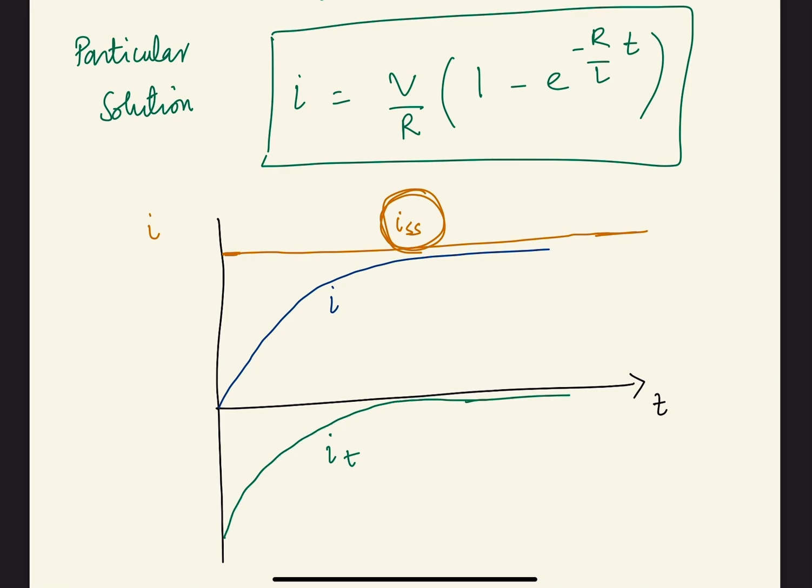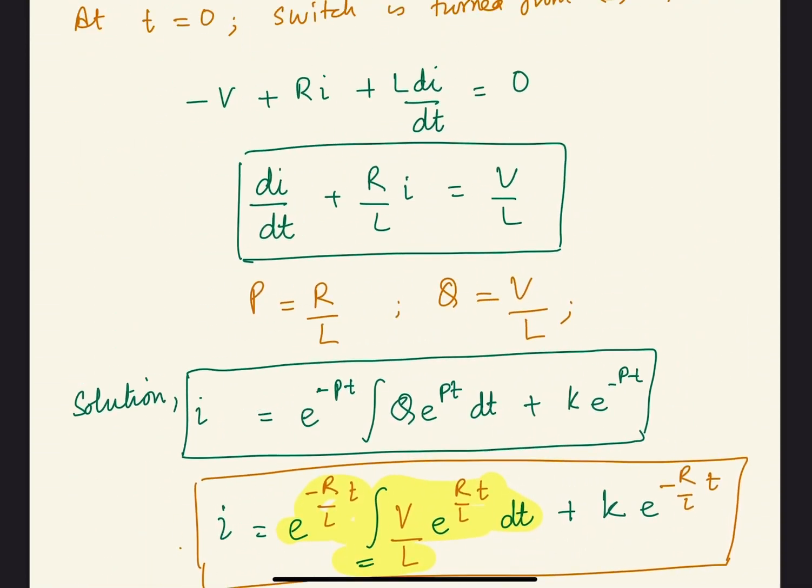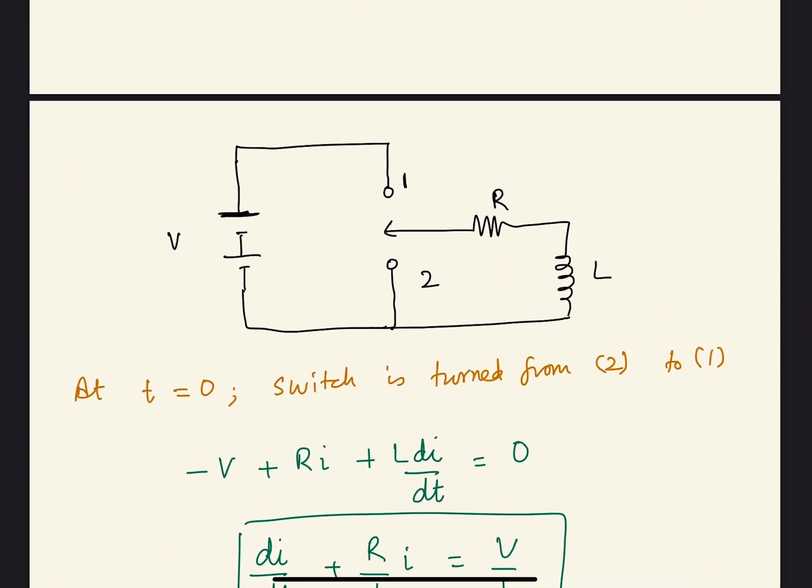So what is the sum of these two? The sum of this steady state part, this orange, and this green, what is the sum? The sum is actually this rising exponential, this term, which is V by R times 1 minus e to the power minus R by L times t. So this is the particular solution of this problem, or this circuit, right?